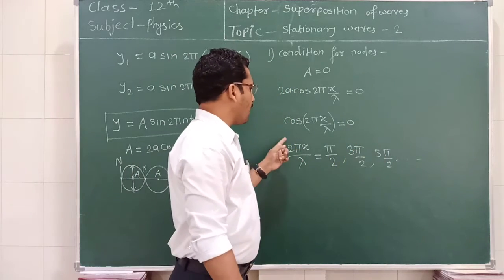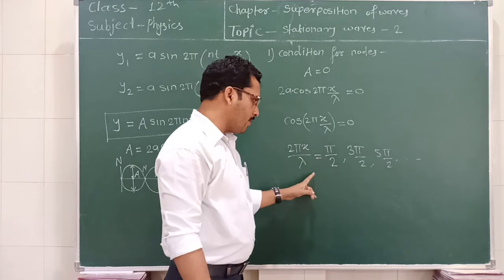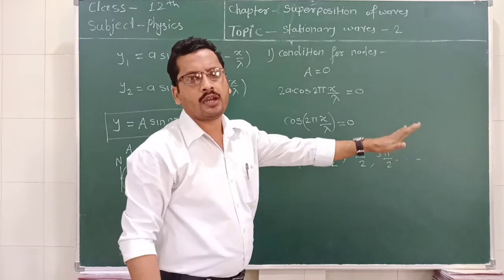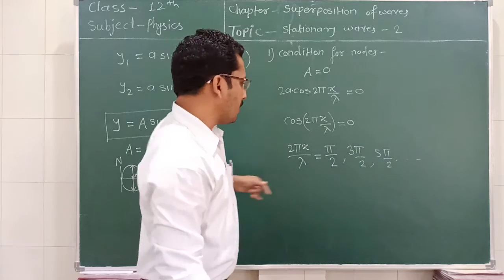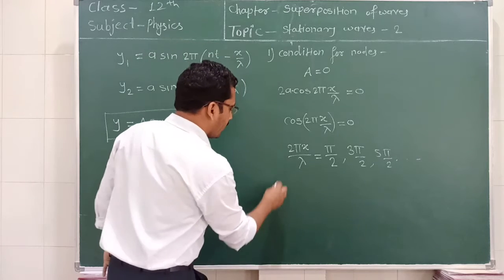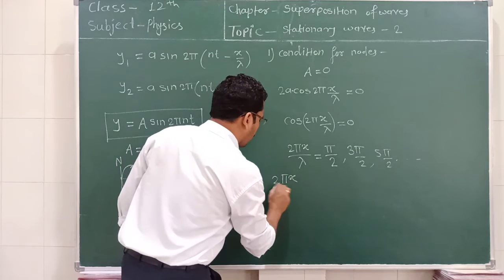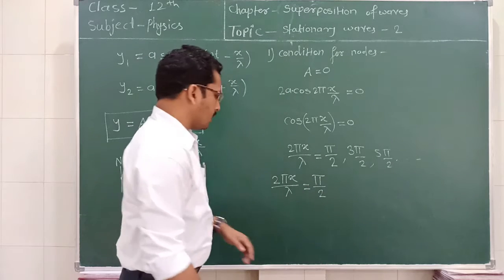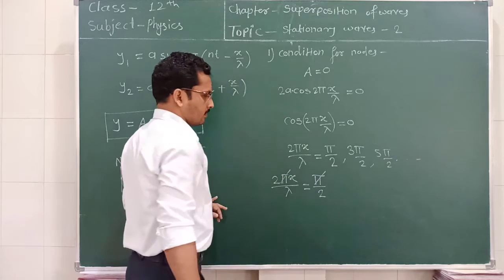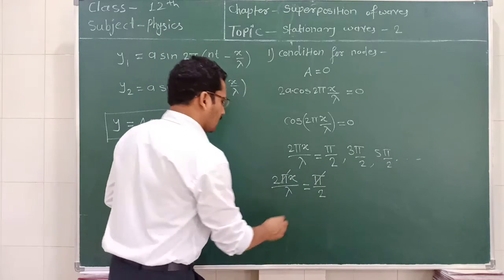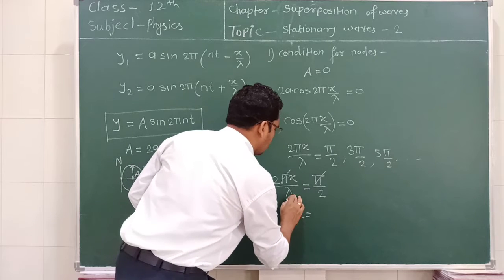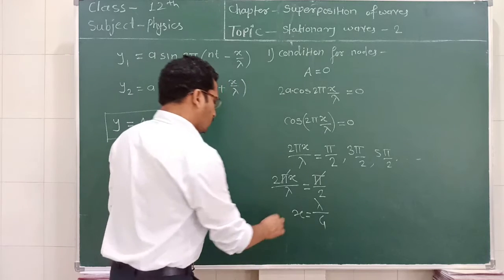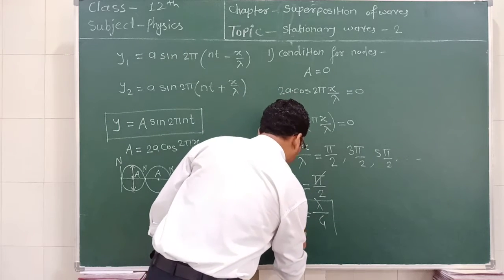So the value of 2πx/λ may be π/2, 3π/2, 5π/2, 7π/2, 9π/2, like that. First of all, we take 2πx/λ equal to π/2. What happens? The π on either side of the equal sign gets cancelled. Therefore, λ goes to the other side and 2 goes there, so x is equal to λ/4.